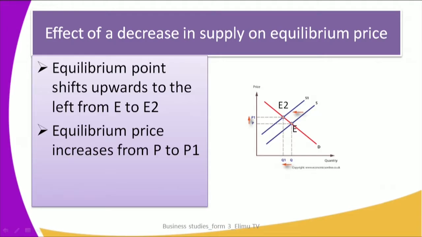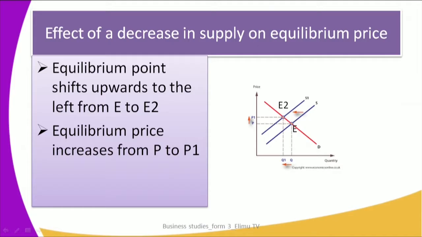The other one, you are supposed to explain the effect of a decrease in supply on equilibrium price. First and foremost, you are supposed to ask yourself, what is the effect of a decrease in supply? The effect is that the supply curve shifts to the left.